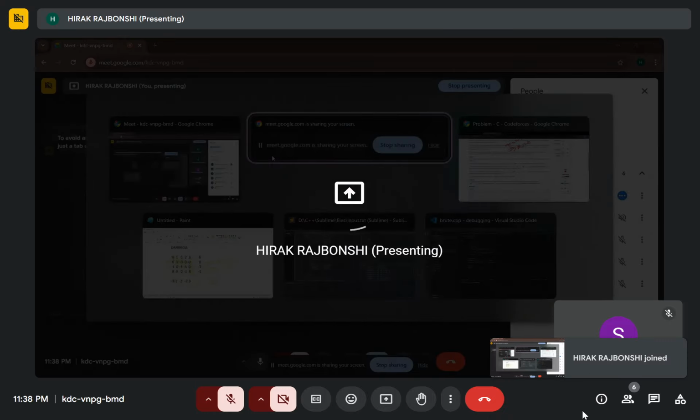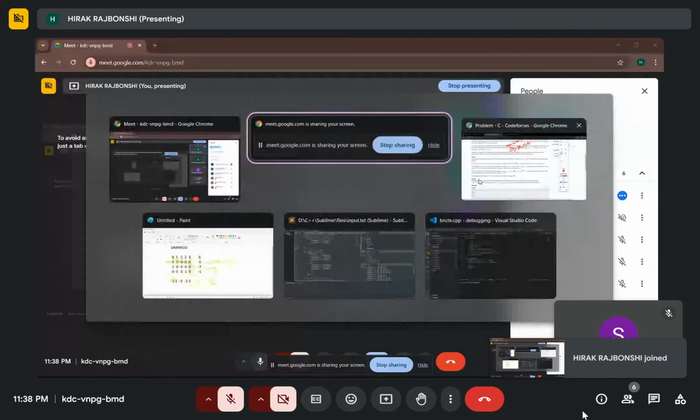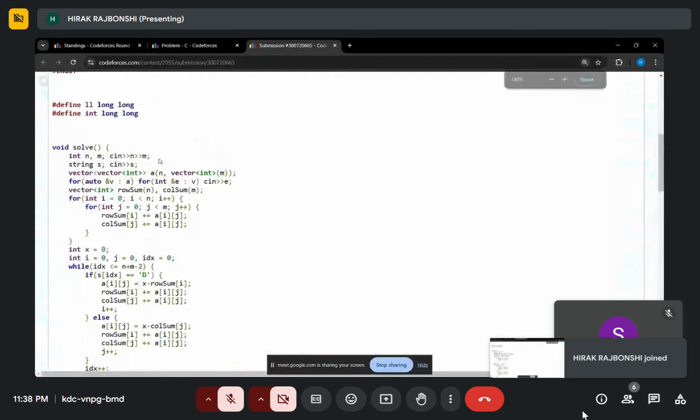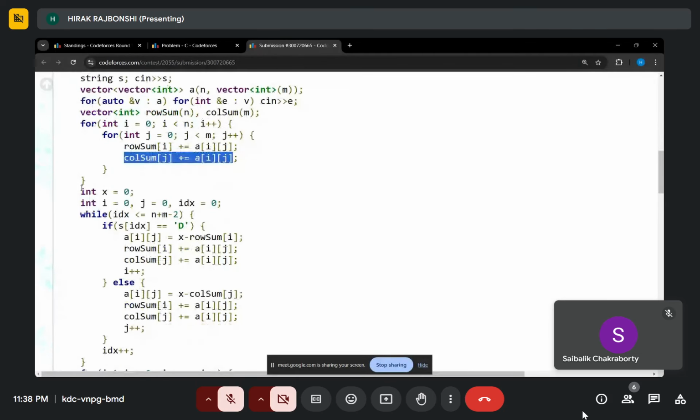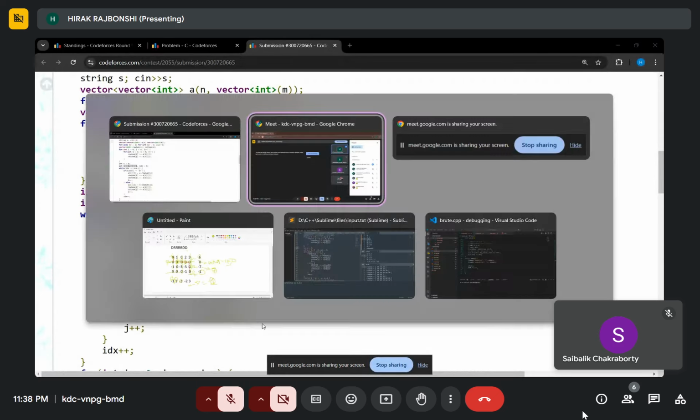So okay, let's go to the implementation of this question. So first I take the input n, m, s, then the vector. Then I calculated the sum of every column. Then I assume x equals 0, and I am at the top left cell, so i equals 0 and j equals 0.